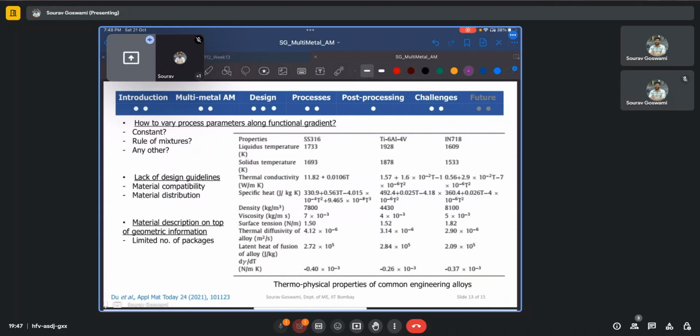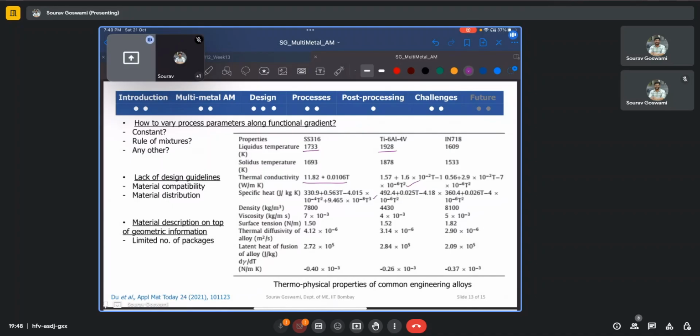Because often we find that the properties of the materials are vastly different. For instance, for the liquidus temperature of stainless steel, it's around 1733 Kelvin, whereas for titanium, it is some 200 Kelvin higher. Similarly, for the solidus temperature, and this situation is even further complicated when the temperature dependent properties are introduced into the mix, such as the thermal conductivity. We see that may be a function of the temperature up to second power, and the specific heat may be a function of the temperature up to the third power also. So how do we actually vary the process parameters to account for the optimum deposition of all of these materials?